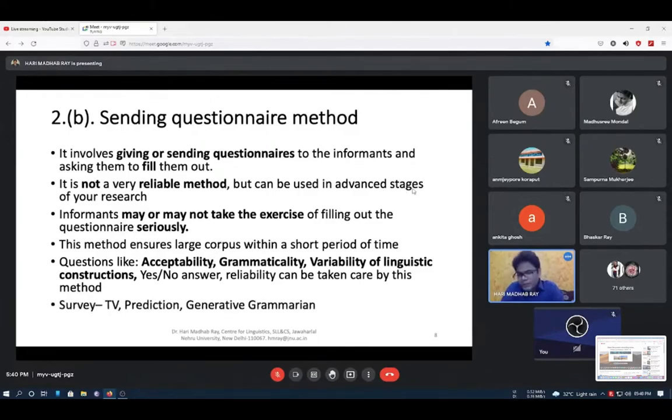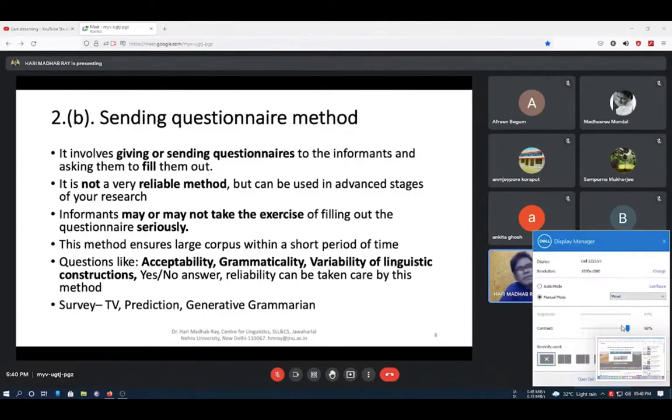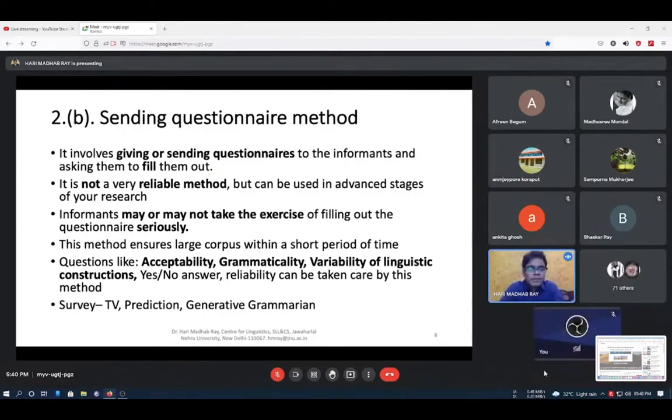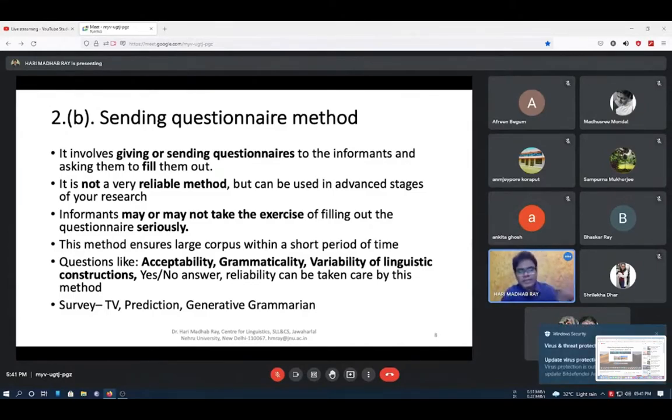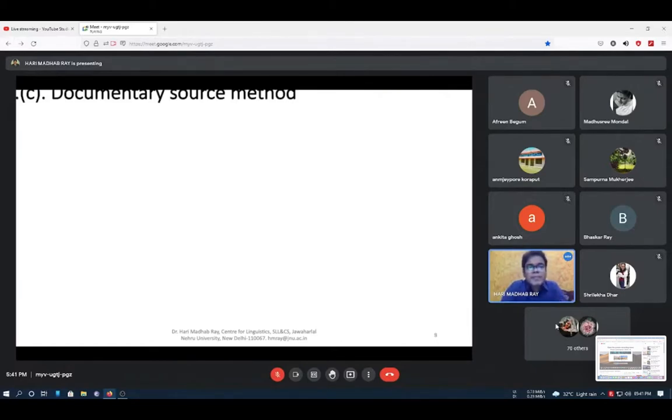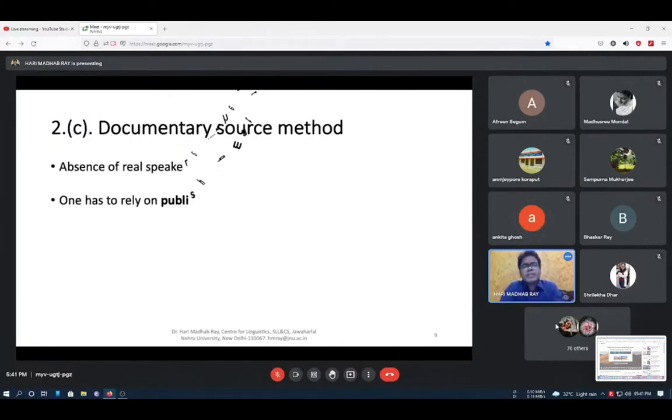Now, in many places you must have seen on TV channels, different kinds of predictions about who is going to win this election or that election. Based on that kind of survey, many TV channels and newspapers also carry out sending questionnaire methods. They do surveys as well. And as I told you, especially in the generative tradition, many people follow or adopt this sending questionnaire method.